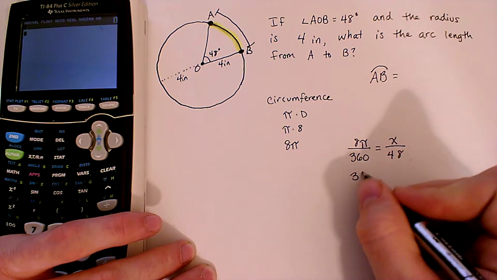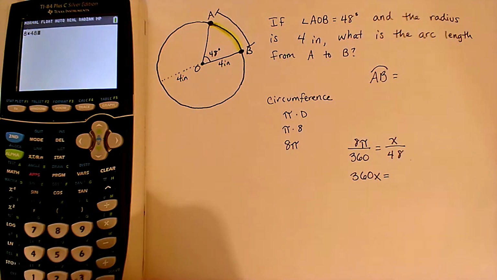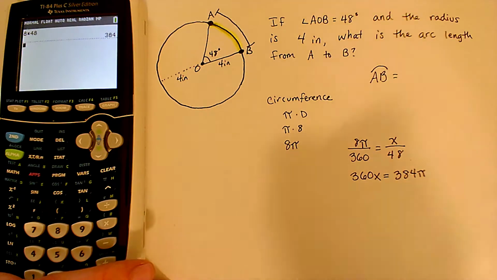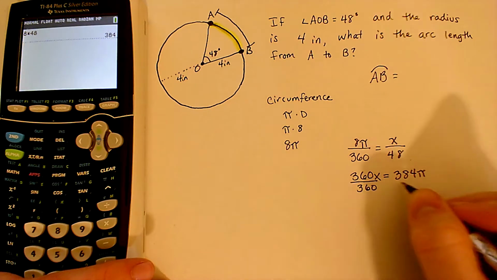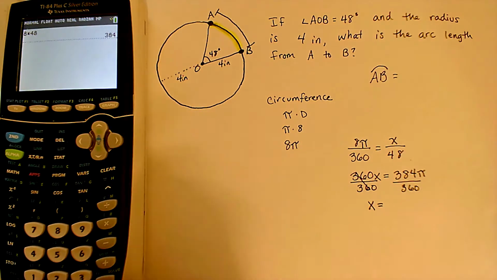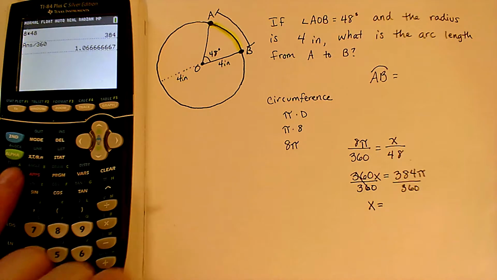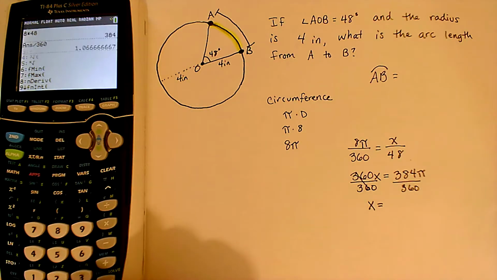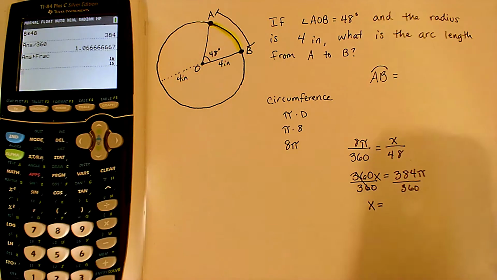360 times x is 360x, and I'm setting that equal to 8 times 48, which gives me 384 pi. And then I divide by 360. And I get x equals, let's divide this by 360. I get a decimal. And this is where I get to use my handy dandy math fraction key. So I'm going to hit the math key, which is right here underneath the alpha. I'm going to use the very first option, which is frac, and I'm going to hit enter, and it's going to turn my decimal number into a fraction, so I get a more exact answer instead of approximating this.